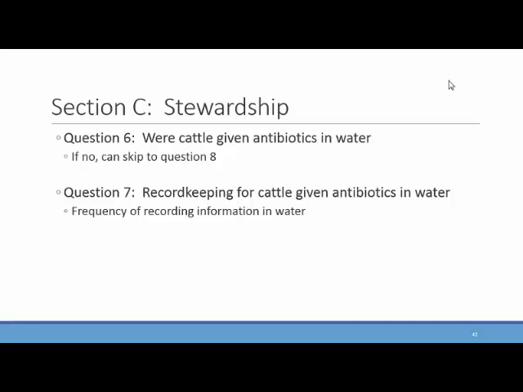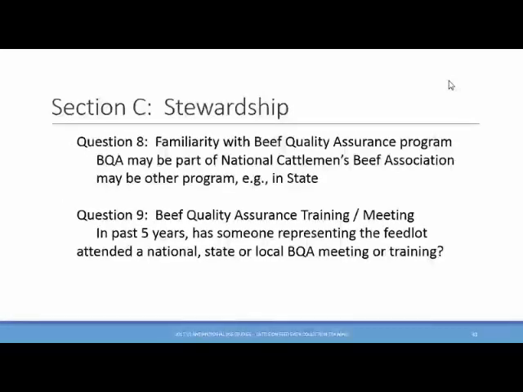Okay, so we are moving on to the quality assurance program, and the Beef Quality Assurance program is something that can be part of the National Cattlemen's Beef Association or the Texas Cattle Feeders Association or maybe something else in the state. And we're asking if the producer is familiar with the BQA program in the state, and check only one box, from very familiar down through not familiar at all.